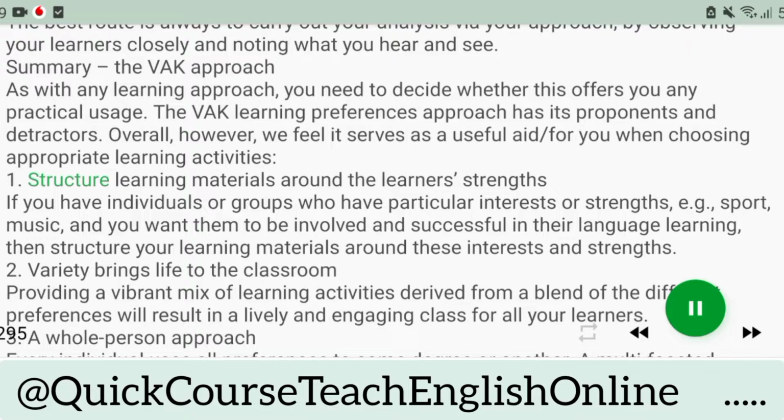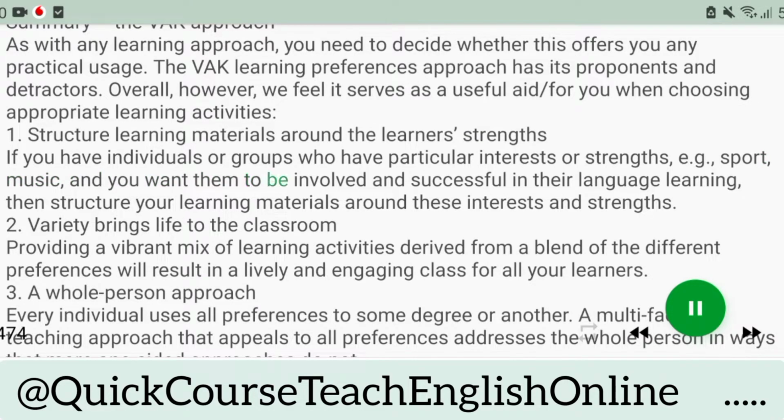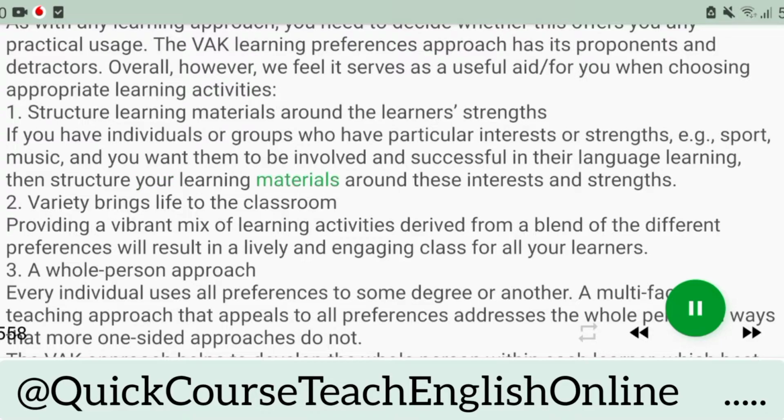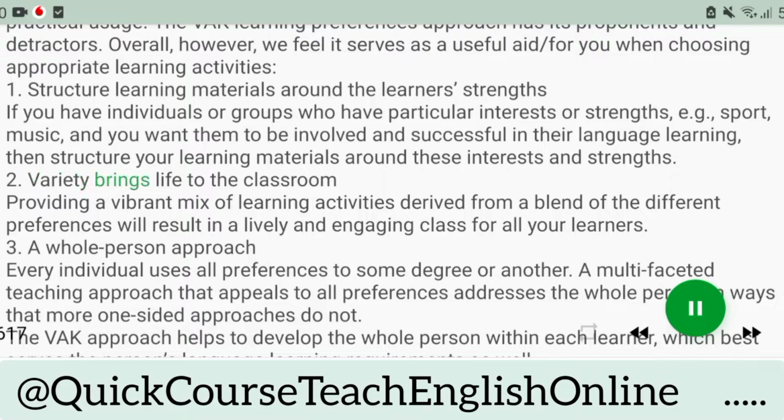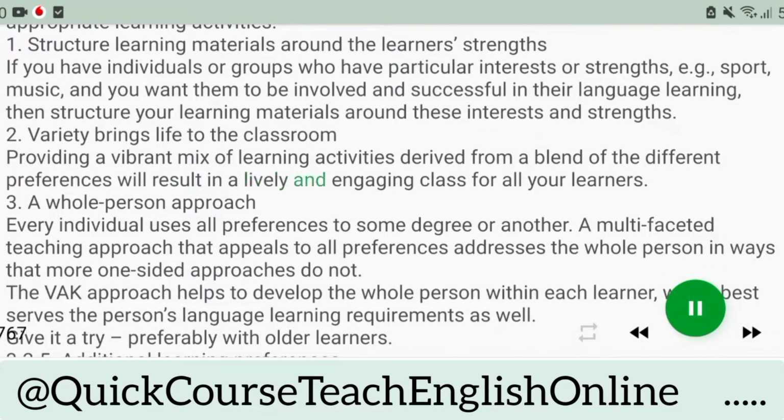1. Structure learning materials around the learner's strengths. If you have individuals or groups who have particular interests or strengths, e.g., sport, music, and you want them to be involved and successful in their language learning, then structure your learning materials around these interests and strengths. 2. Variety brings life to the classroom. Providing a vibrant mix of learning activities derived from a blend of the different preferences will result in a lively and engaging class for all your learners.